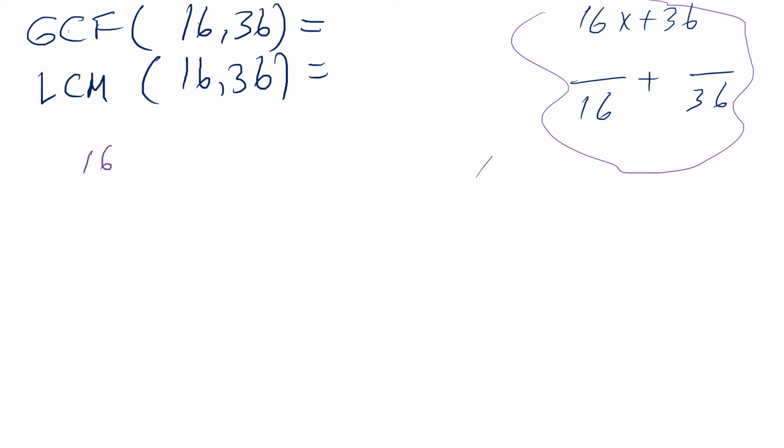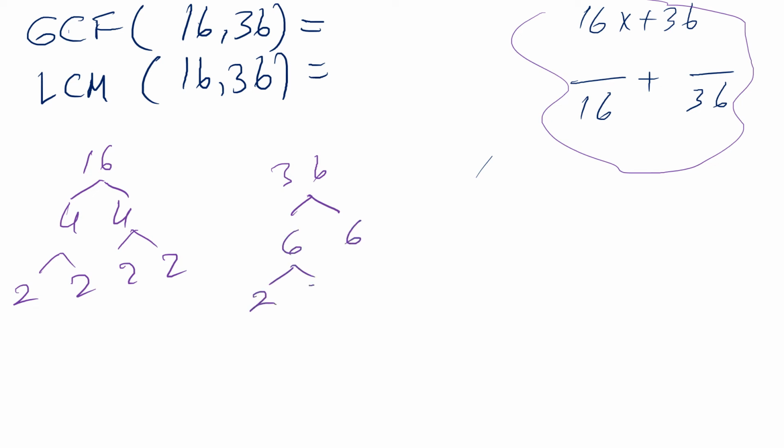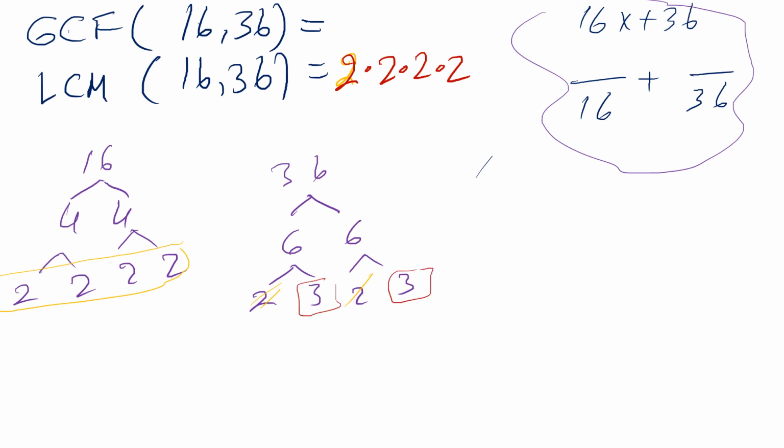Right, so if you try this, 16, you get 4 and 4, 2 and 2, 2 and 2, 36, 6 and 6, 2 and 3, 2 and 3. All right, so we can see here that a 2 shows up in 16 4 times. It only shows up here twice. So we'll take 4 times for the least common multiple. 1, 2, 3, 4. However, 3 shows up here twice. It doesn't show in 16, so we'll take it twice.